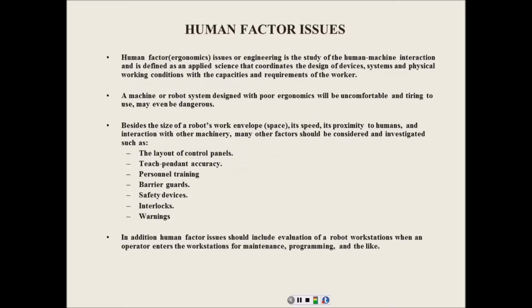Now you might have workers around there that enter or have access to the work cell. So what they try to do is they try to minimize the human factor. You will never, ever eliminate the human factor.